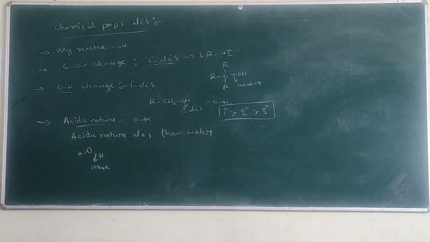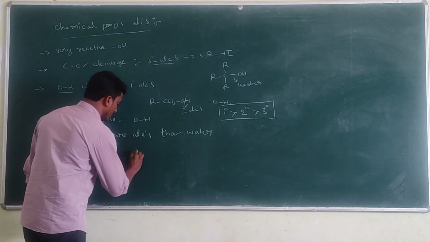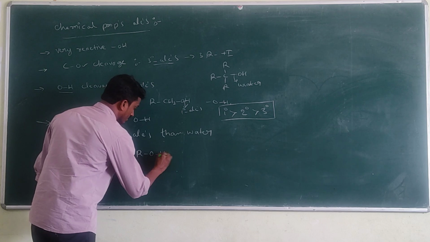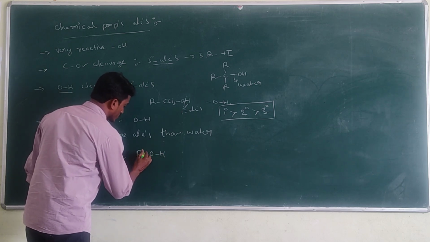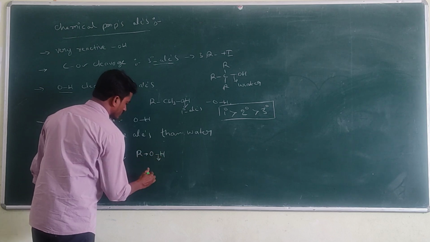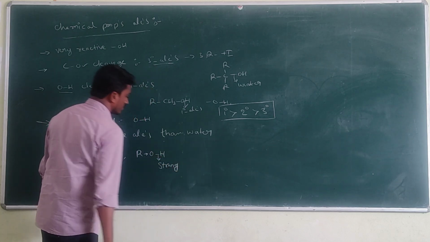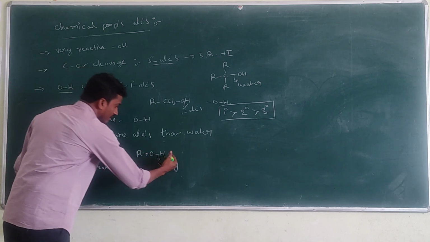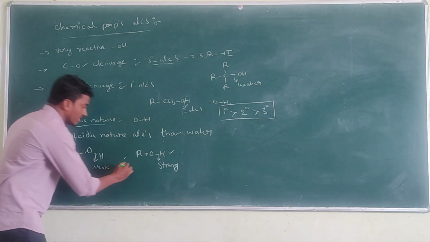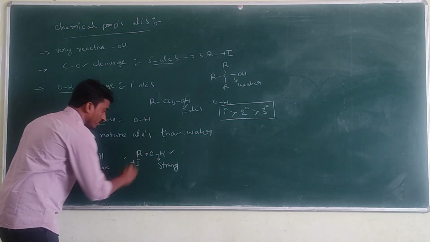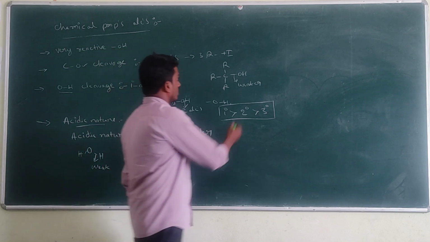Water can act as a stronger acid than alcohol. In the case of alcohols, the plus I effect of the alkyl group is present, so alcohols act as weaker acids than water due to the plus I effect of alkyl groups.